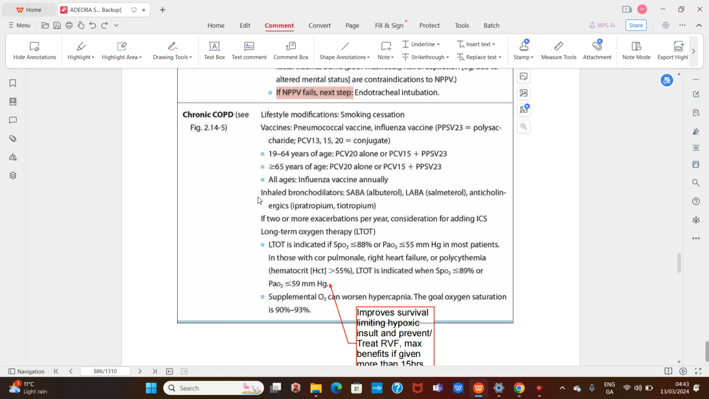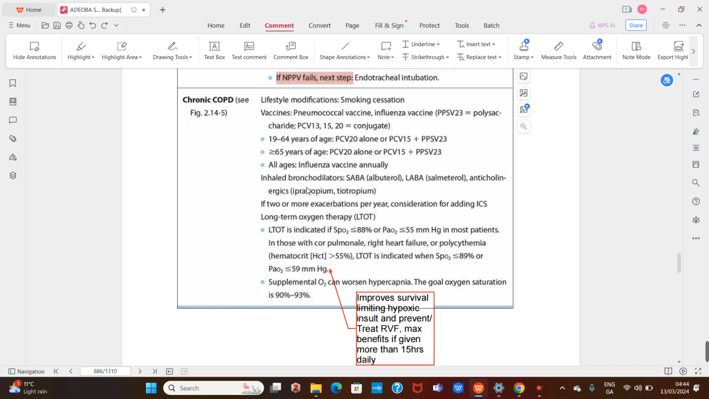All ages, not more than 90 years, all ages with COPD, you give the annual influenza vaccine. This one with smoking cessation, both of them increase your chance of survival. Influenza vaccination annually, smoking.